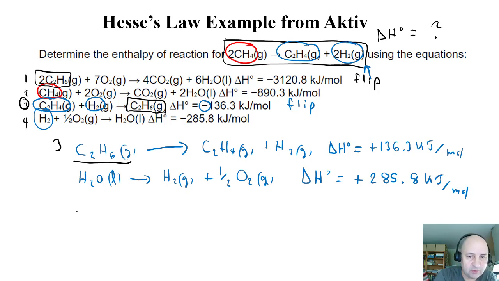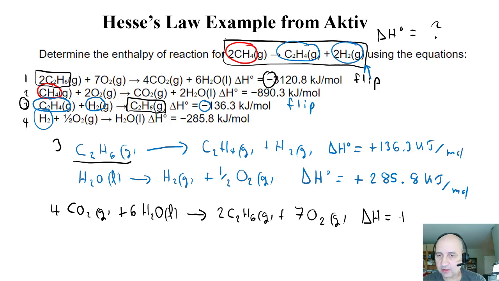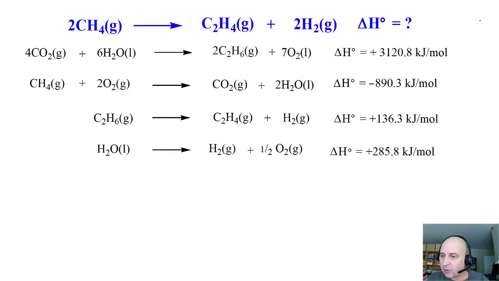So once I flip that over, it's 4 CO2 and 6 H2O goes to 2 C2H6 and 7 O2. Alright, and so the delta H for that reaction, now we'll have to reverse that, is going to be positive 3,120.8 kilojoules per mole. So here I've cleaned up what we just figured out.